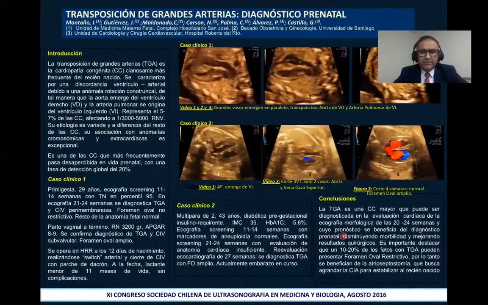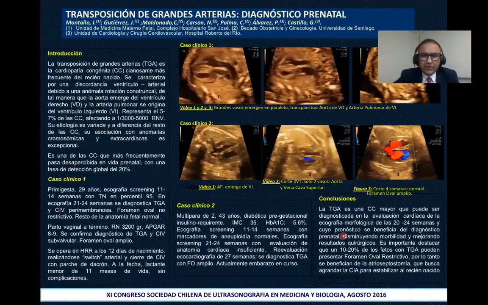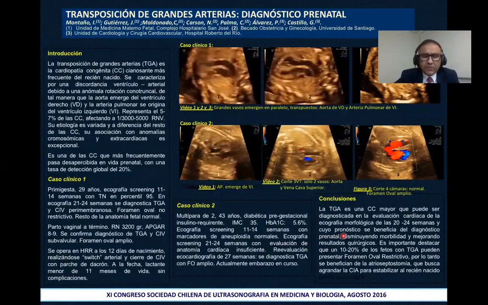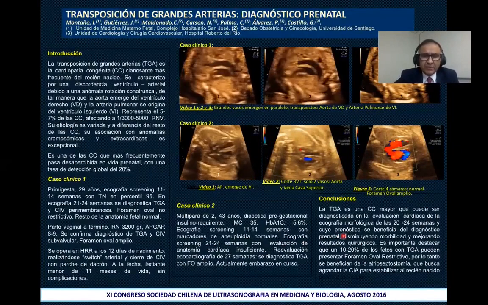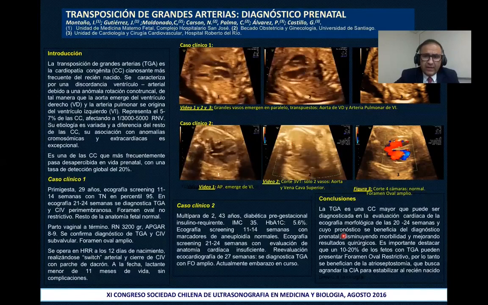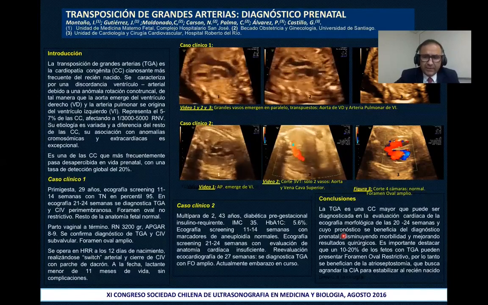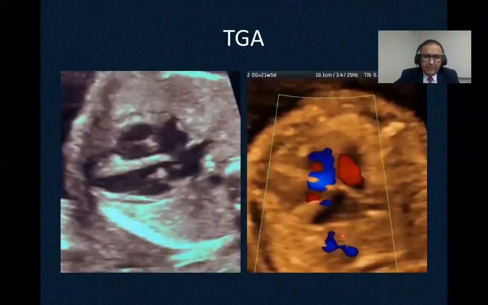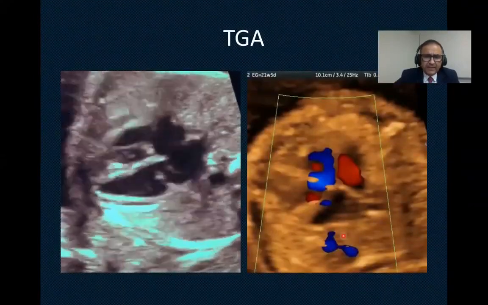At the 2016 conference, we presented two clinical cases. One was diagnosed during the 21-24-week screening period, and the other was diagnosed on fetal echocardiography at 27 to 28 weeks. We can see that in this image, it is the first case, a normal 4-chamber view.